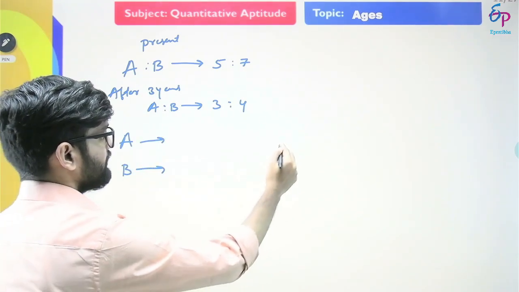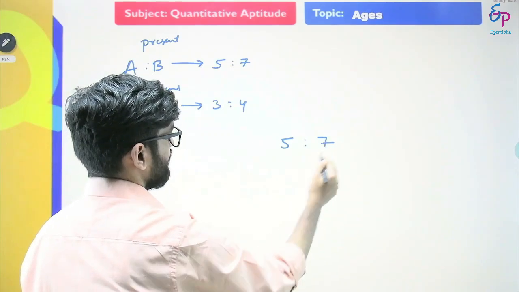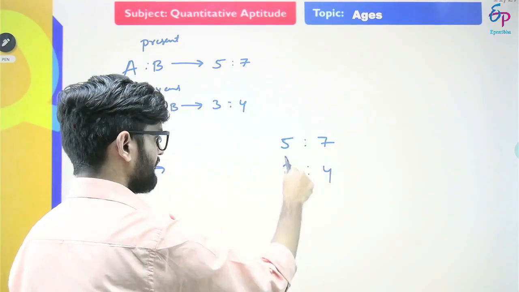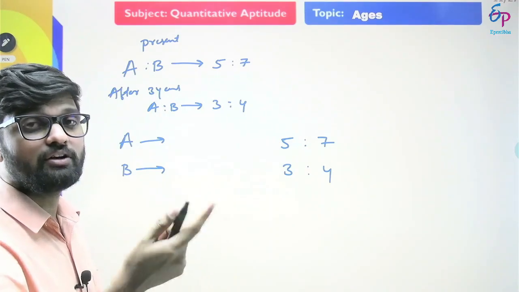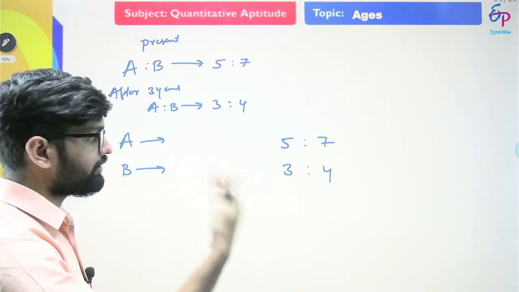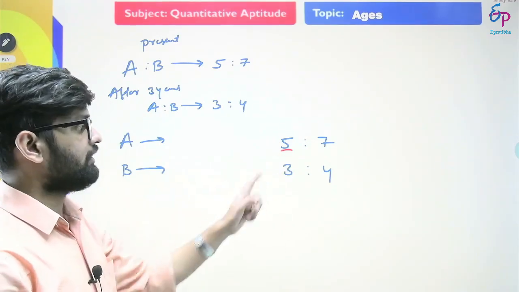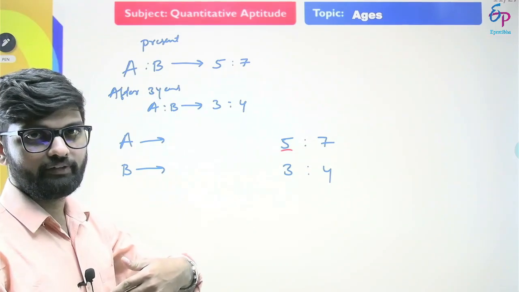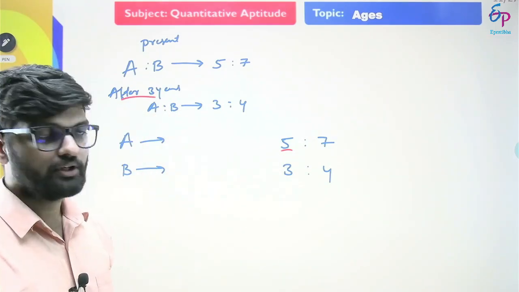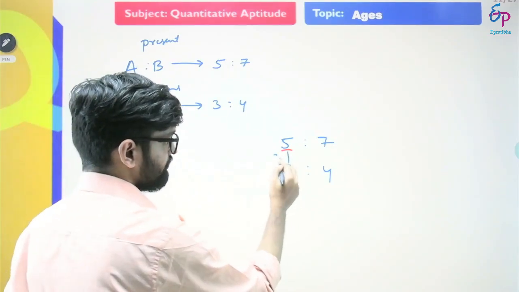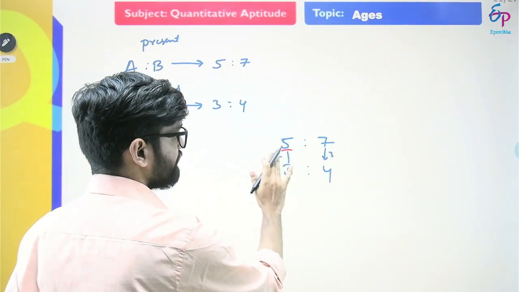So what is happening here? Let's see. 5 is to 7 and 3 is to 4. Whenever the age increases, will the part value increase or decrease? The age increases, the part value also increases. Can I say now my age is 5 and after 3 years my age will be 3? No, it is impossible. Here what is the part difference? It is 2. And here it is 1. The part difference is unequal here.